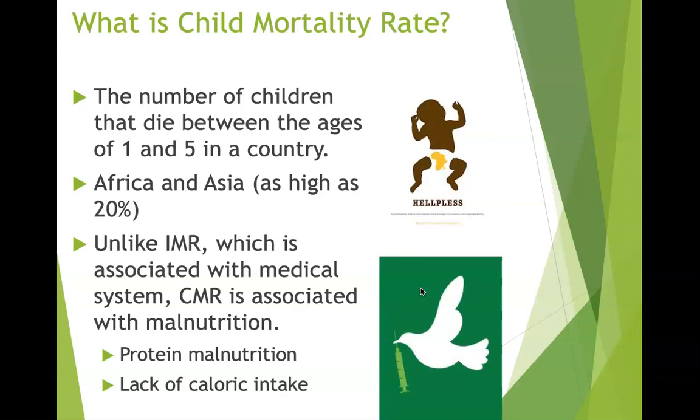It's kids who don't live to see kindergarten essentially, but aren't infants, right? So it's the number of children that die between the ages of 1 and 5 in a country. You're going to see high rates in Africa and Asia. So this isn't necessarily medical related. This is associated with malnutrition or lack of caloric intake, and particularly lack of protein. Right, malnutrition. So up to 20%. So again, another sad statistic here. And sometimes you're going to find that human geography isn't always the most pleasant thing to talk about, that it's not all rainbows and unicorns.